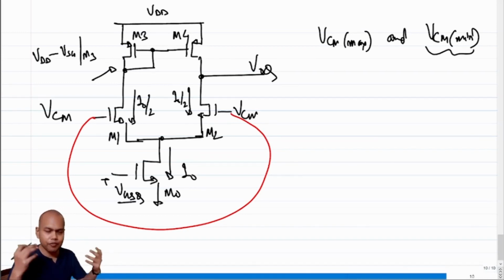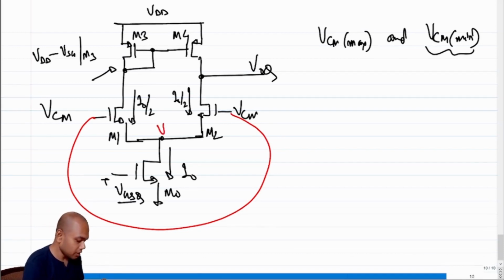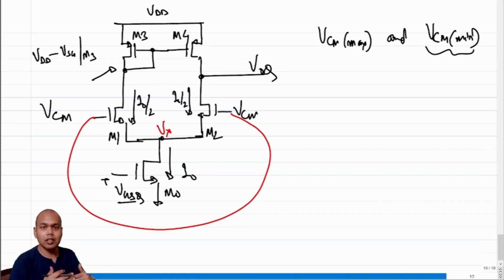If I neglect channel length modulation of M0, do you think reducing VCM will change the current? No, it won't. So what is going to change? Because the current is not going to change, the VGS of M1 and M2 will remain constant. If VGS remains constant, the node voltage of Vx is supposed to drop, because I am dropping the gate voltage.